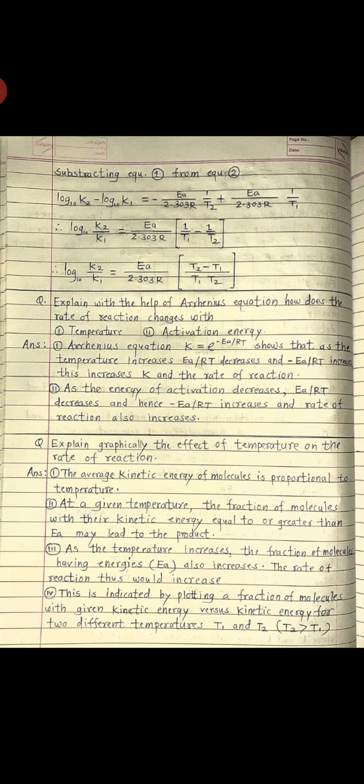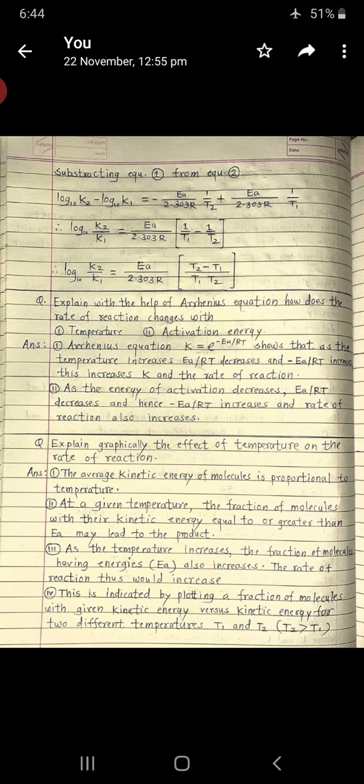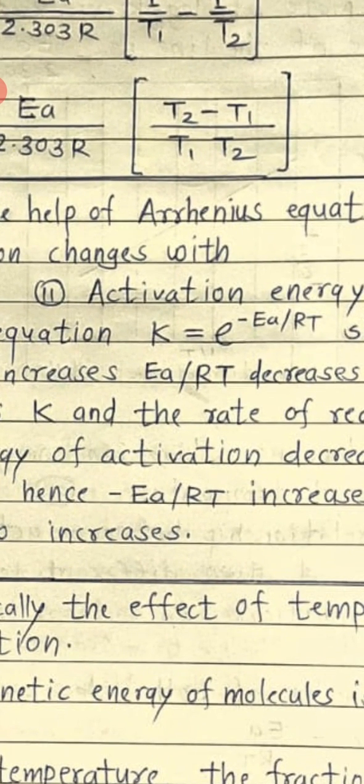Okay, next question is, explain with the help of Arrhenius equation how the rate of reaction changes with temperature and activation energy. How does the rate of reaction change by changing the temperature and by changing the activation energy? So first, the Arrhenius equation is K is equal to A e raised to minus EA upon RT. A remains there, here A remains.